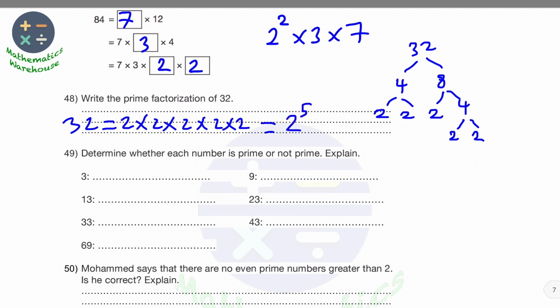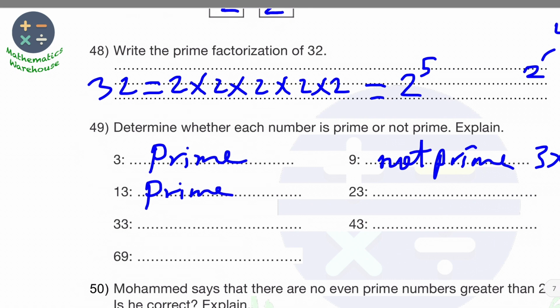Next question. Determine whether each number is prime or not prime and explain. First, 3. As we know, 3 is prime, because it has only two different factors, 1 and 3. 9 is not prime, because 9 equals 3 times 3. It has 3 factors. 13 is prime because it has just two different factors, 1 and 13.